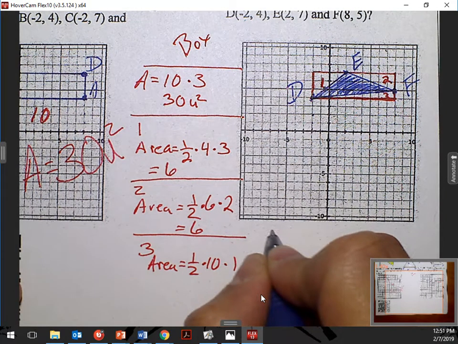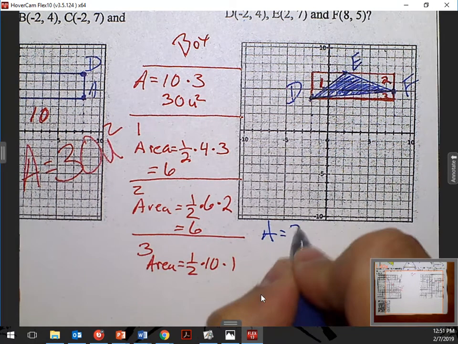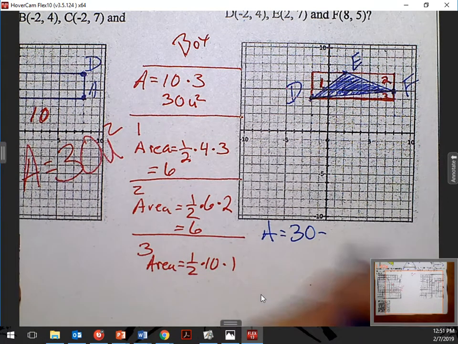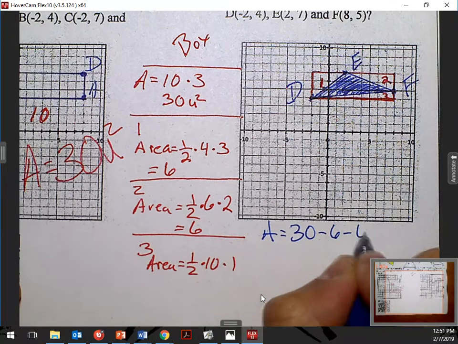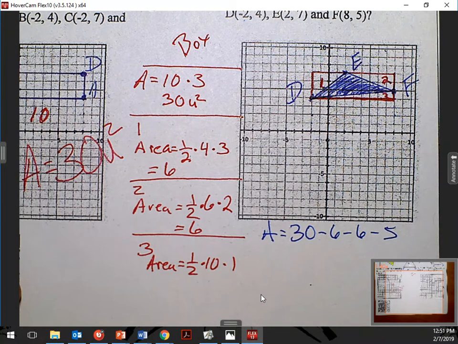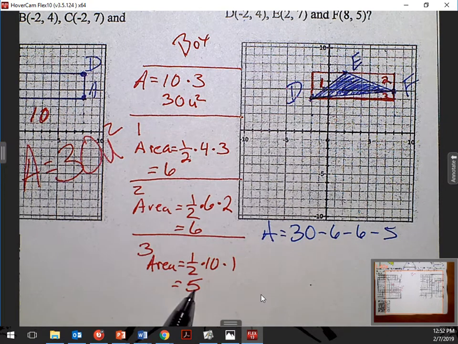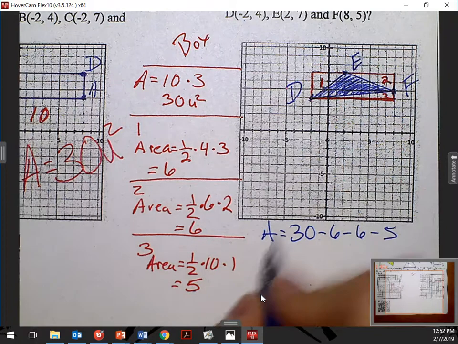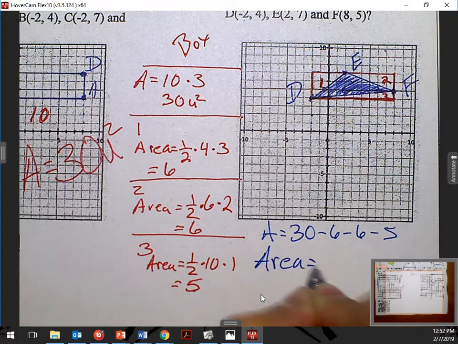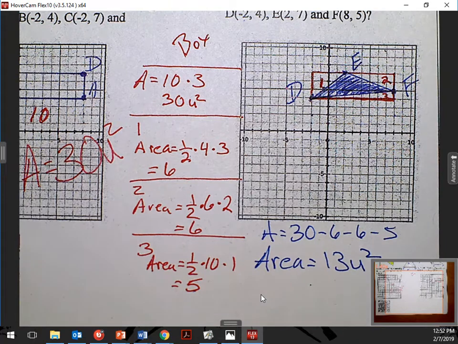So it's going to be area is equal to 30 minus 6 minus 6 minus 5. Oh yeah, this last one was 5. Is that equals 3? Or equals 5? No, that's minus. It's subtracting my 3 parts. Look, minus the 6, minus the 6, minus this 5. And so my total area is 13 units squared. I don't remember it being like this.